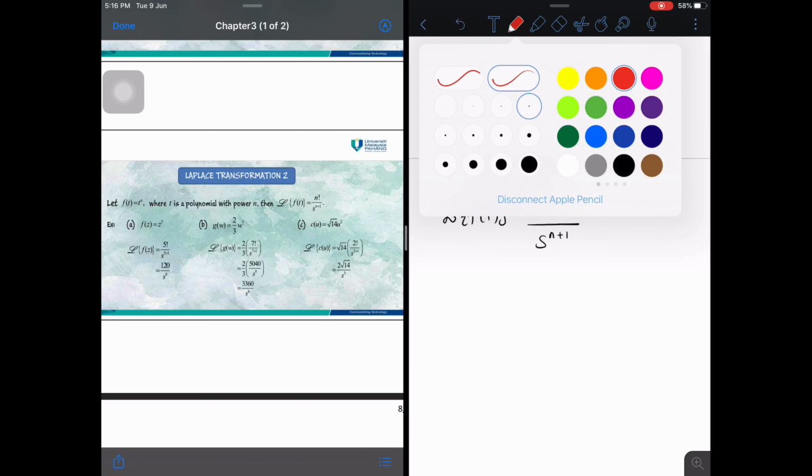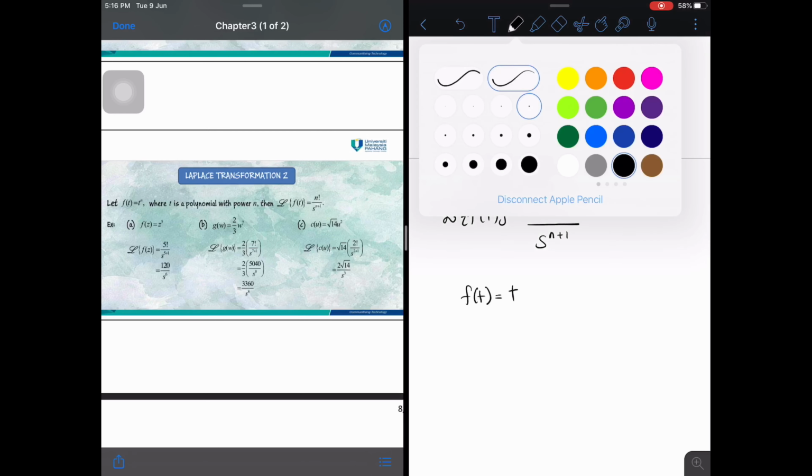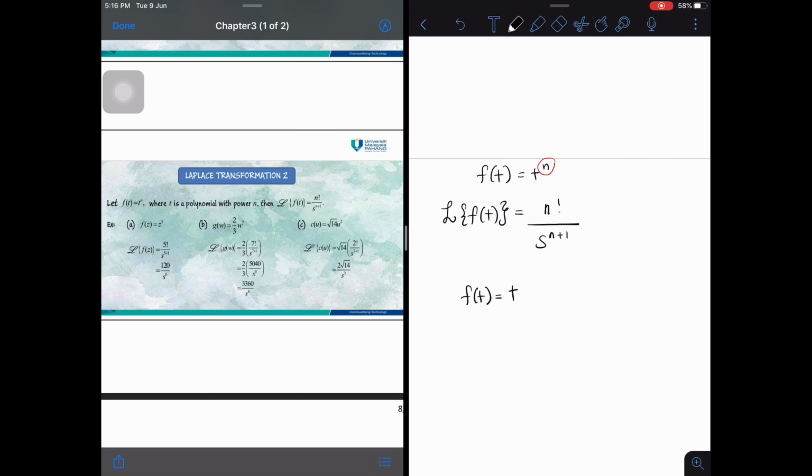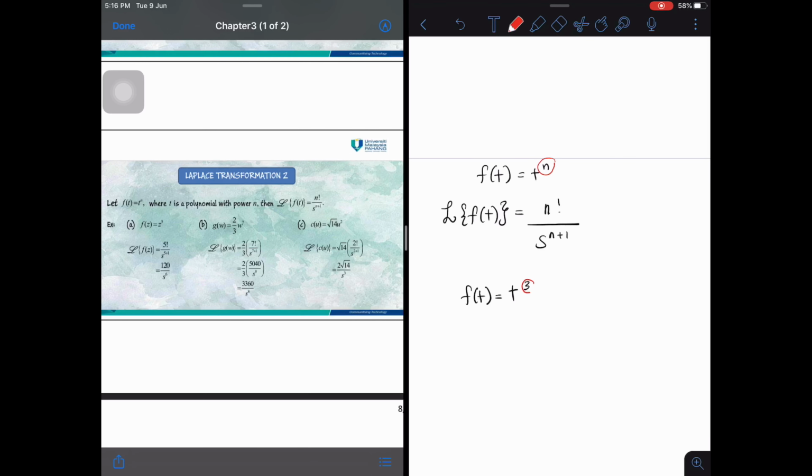Let's say we have a simple one, f(t) equal to t to the power of 15. Okay, let's say 15 is too big. Let's say we have f(t) equal to t to the power of 3, for example. Now from this polynomial you can see that the value of n that you have is 3. Your n is equal to 3.